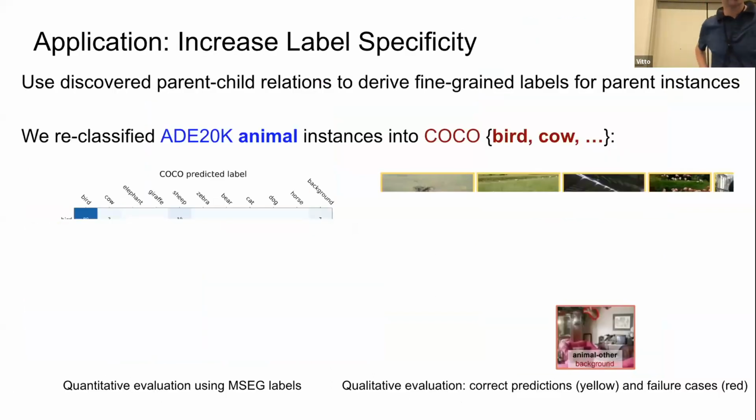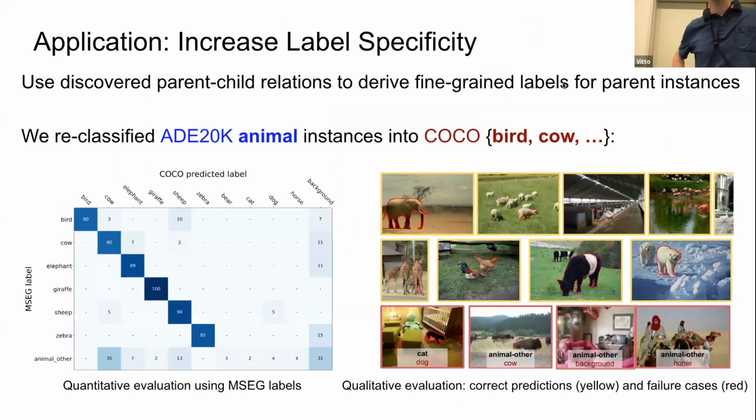So 2 more applications and then I'm done. You can also increase label specificity. You can use the discovered parent-child relations to derive fine-grained labels for parent instances. So you could take ADE20K animal and try to subcast it into birds, cows, and others, because you discover that bird, cow, and the others are actually children of animal.